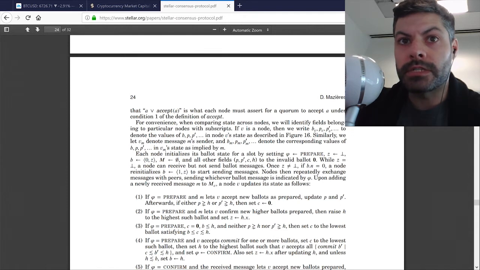Upon adding a newly received message M to M_V, a node V updates its state as follows. 1. If phi equals prepare, and M lets V accept new ballots as prepared, update P and P prime. Afterwards, if either P is greater than and not compatible to H, or P prime is greater than and not compatible to H, then set C to 0. 2. If phi equals prepare, and M lets V confirm new higher ballots prepared, then raise H to the highest such ballot and set H.x to Z.